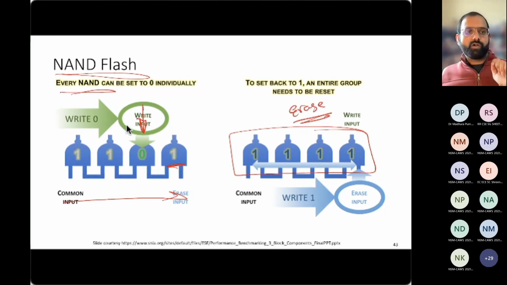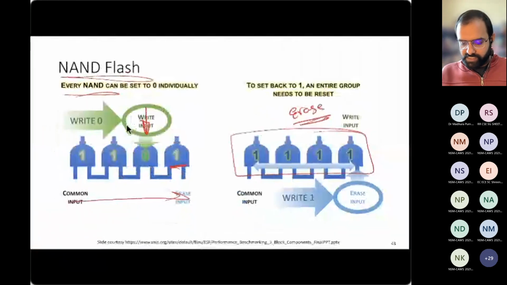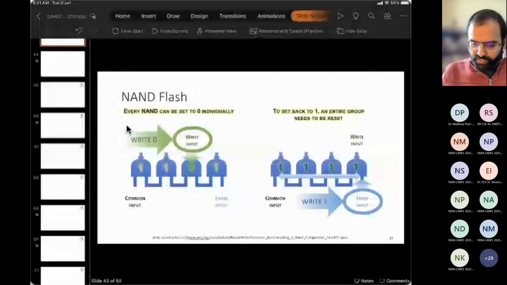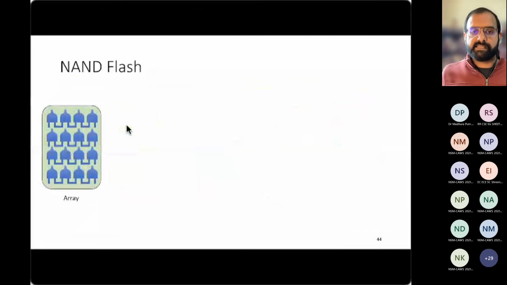So if you want to set a cell from 1 to 0, individual cells can be done, but an entire group of cells, typically at the level of a block, needs to be erased or programmed so that you can change it to some other value, right? And based on this particular peculiarity of NAND flash is how SSDs today are designed, right?